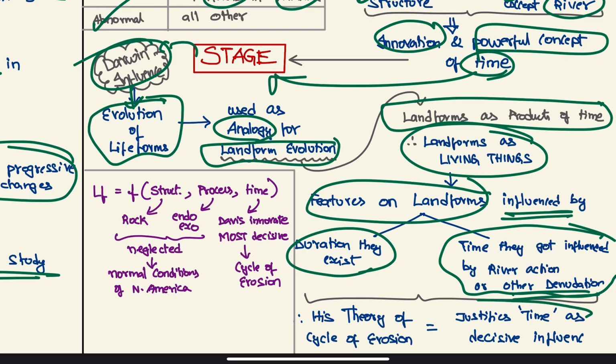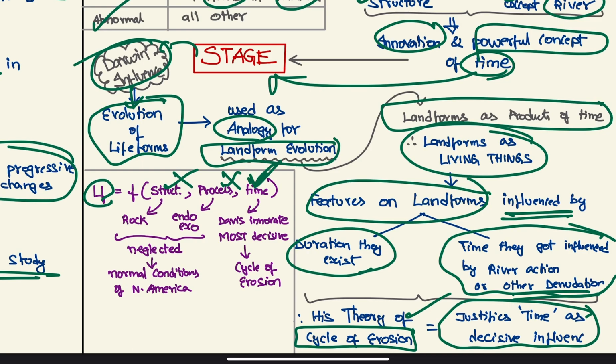To justify time as the most decisive influence, he gave his theory of cycle of erosion. So for him, landform was a function of structure, process, and time. These two are ignored, and this is given the most important place or the decisive influence. So structure is the rocks, and these are the endogenic, exogenic forces, and this is most important. He gave the cycle of erosion.